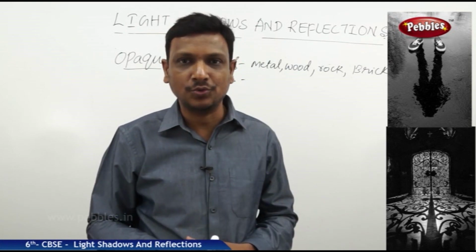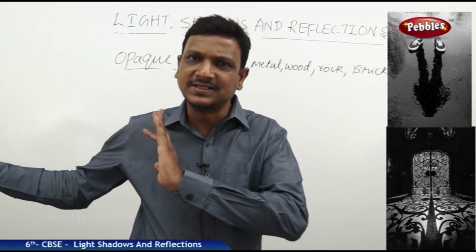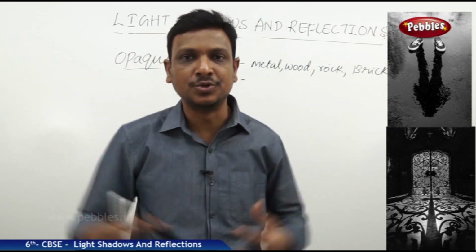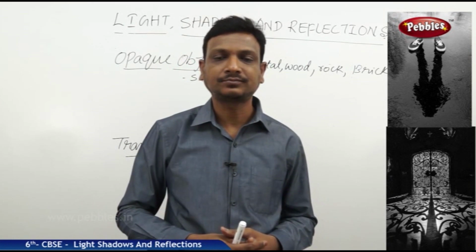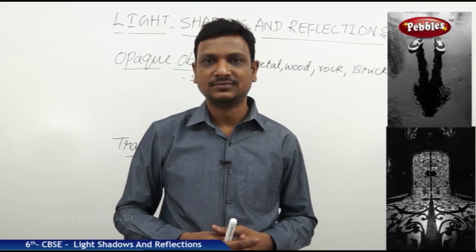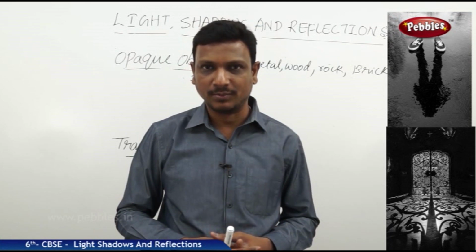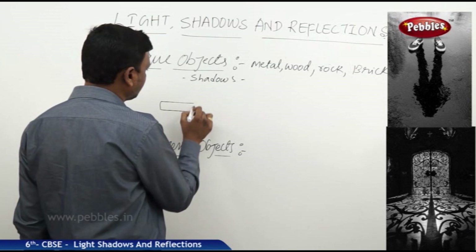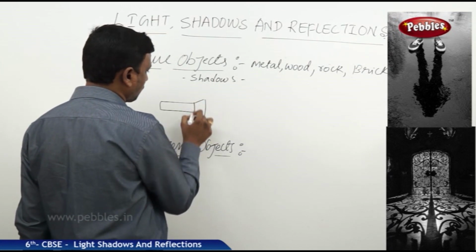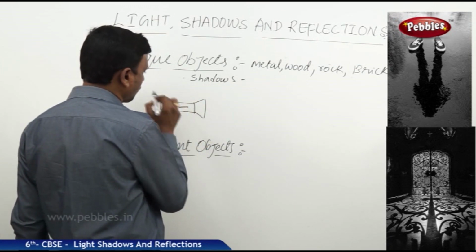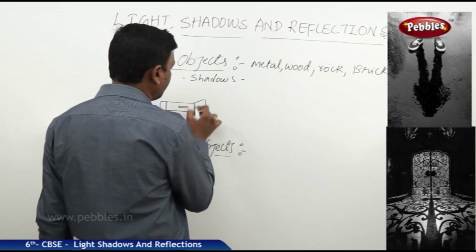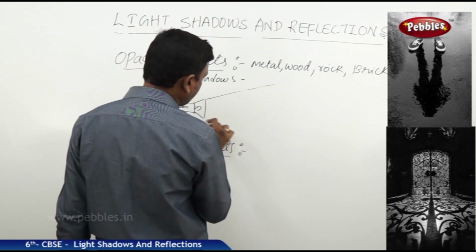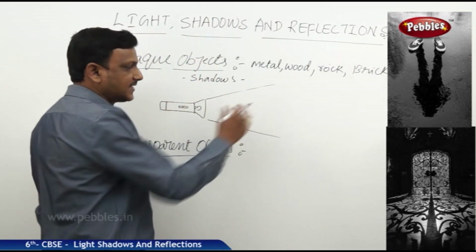Suddenly you have entered a room, and the light is coming from some distance. So your shadow falls on the wall just like a monster. You might get afraid, scared, right? So how is a shadow formed? What is a shadow? See here, I have a torchlight. I switch on this torchlight and the light is focused like this.